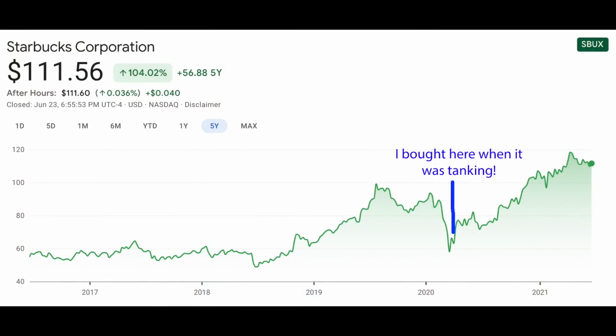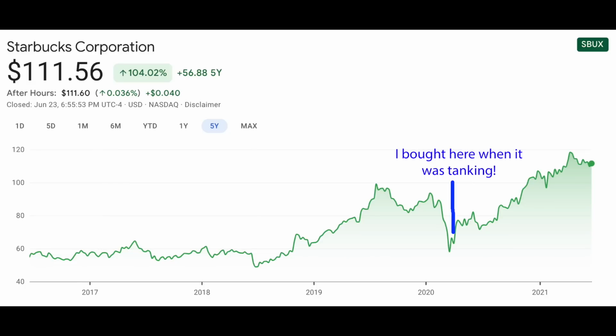I like to buy when everyone else is running, and so I look at a stock chart and I find world-class companies. If I find a world-class company like Starbucks, for example, which I bought during the pandemic in the $50 a share range, and now it's over $100, I bought it when everyone was saying no one would go to Starbucks anymore. That's when I bought it.